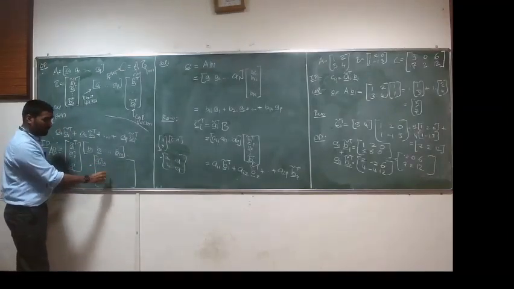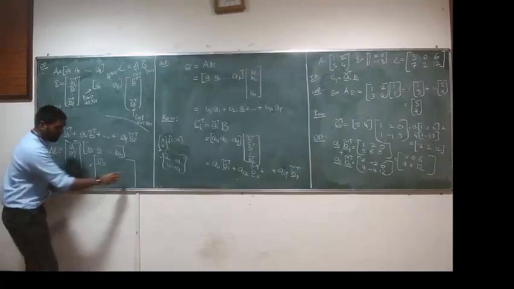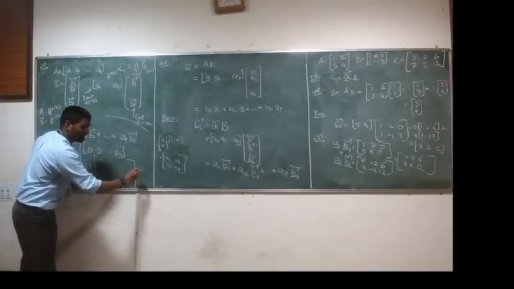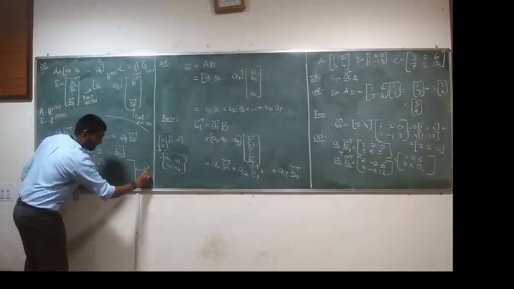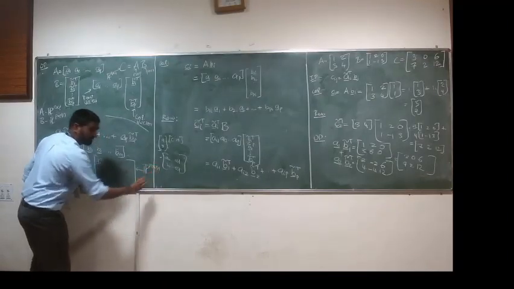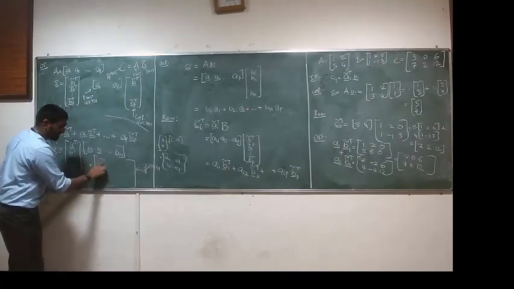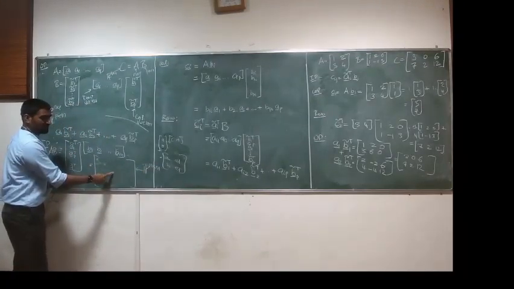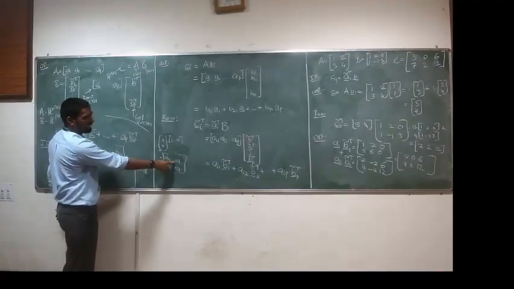So on and so forth. What about the ijth element? What will be the size of this matrix? N cross M. What will be the ijth element? Just think about this. What was the ijth element here?